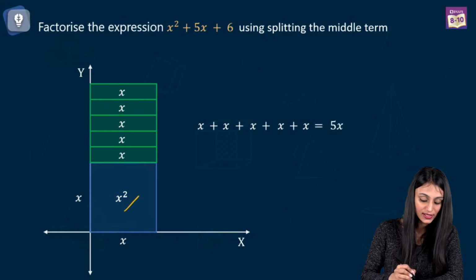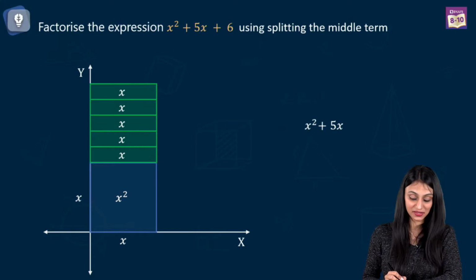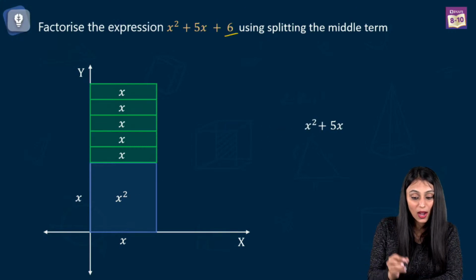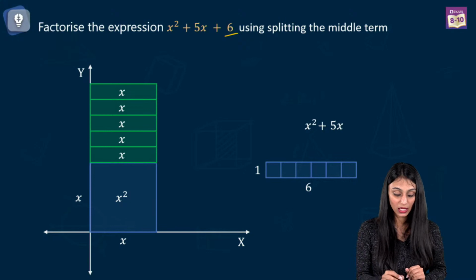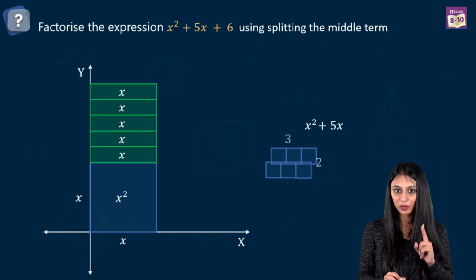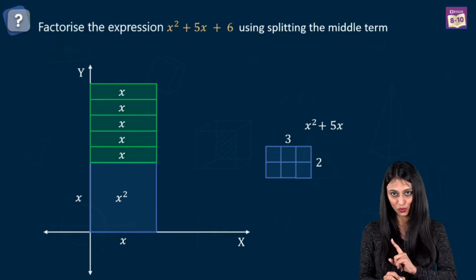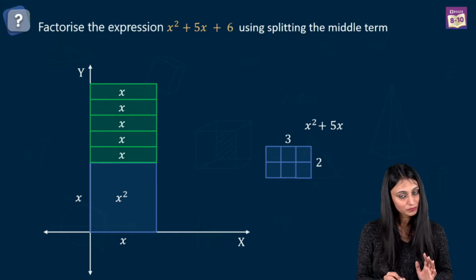So the area of the square is x square and the area of these rectangles is 5x. Let's add them up. We get x square plus 5x. Now coming to the third term that we have, 6, let's take a rectangle of length 1 unit and breadth of 6 units, right? So the area would be 1 times 6, 6 square units. This could be written this way as well, 3 times 2, right? When length is 3 units and breadth is 2 units, still the area would be the same, right?